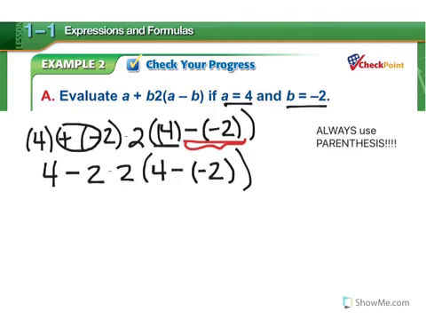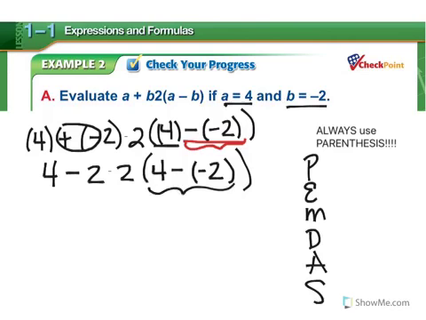Now we're going to follow our order of operations, PEMDAS. First we're going to do the parentheses. So 4 minus negative 2 is 6. So we have 4 minus 2 times 2. Now, we don't have any exponents, but we do have some multiplication. We're going to take negative 2 times 2 times 6.